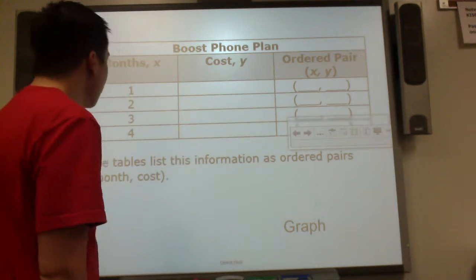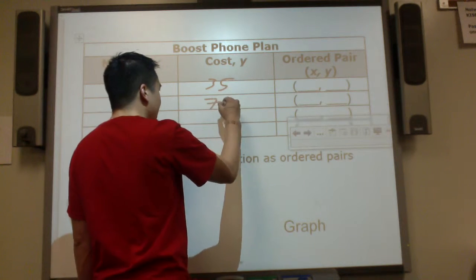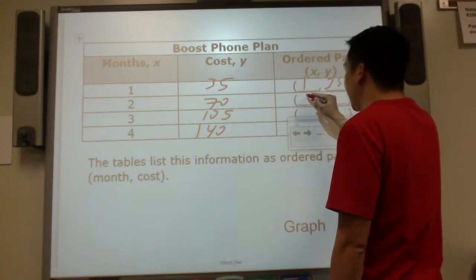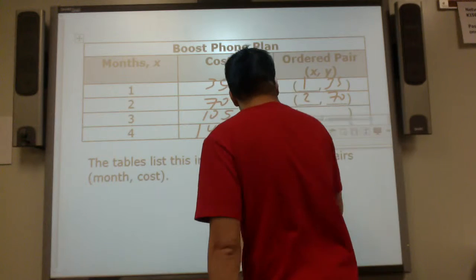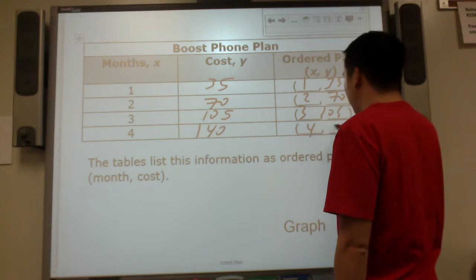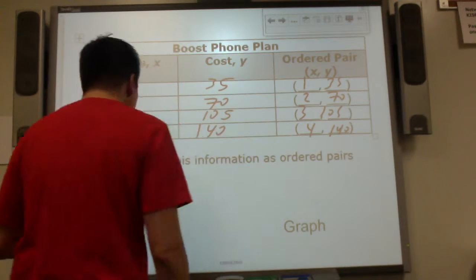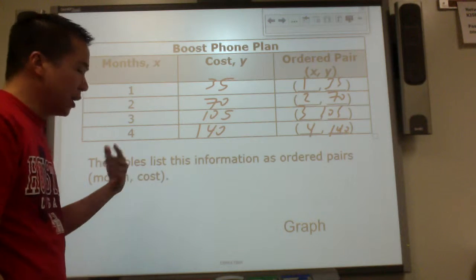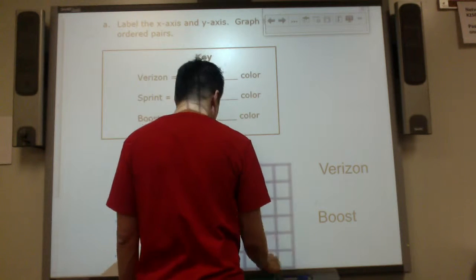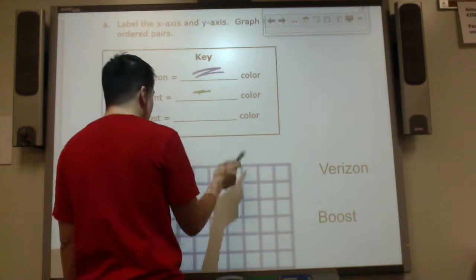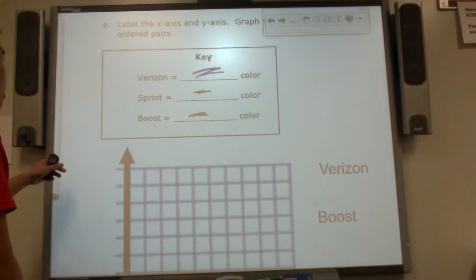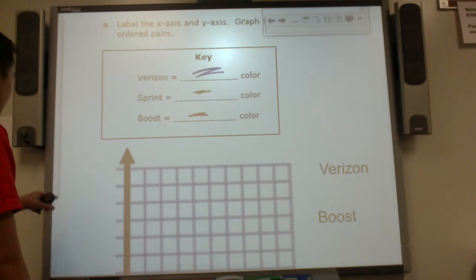All right, next one. So in 1 month, Boost Mobile costs $35. 2 months, $70. 3 months, $105, and 4 months, $140. So the ordered pairs are 1 and 35, 2 and 70, 3 and 105, 4 and 140. So the table lists this information as ordered pairs, month and cost. The blue represents Verizon, the green will be Sprint, and the red will be Boost.